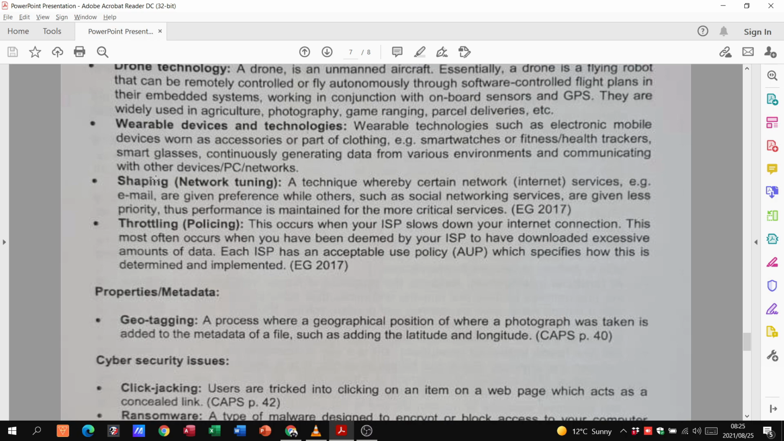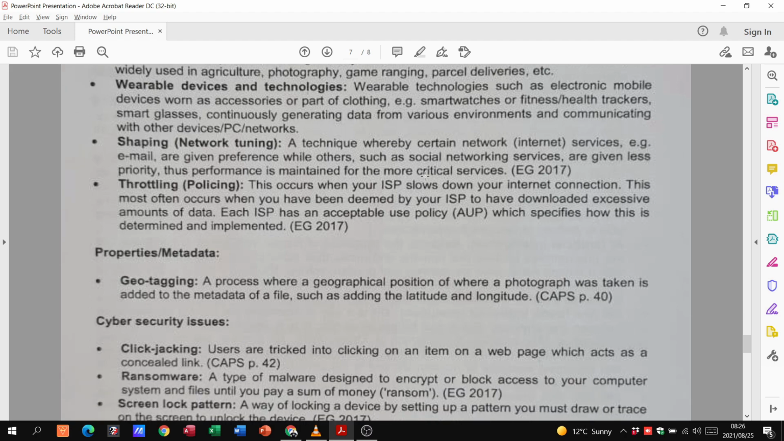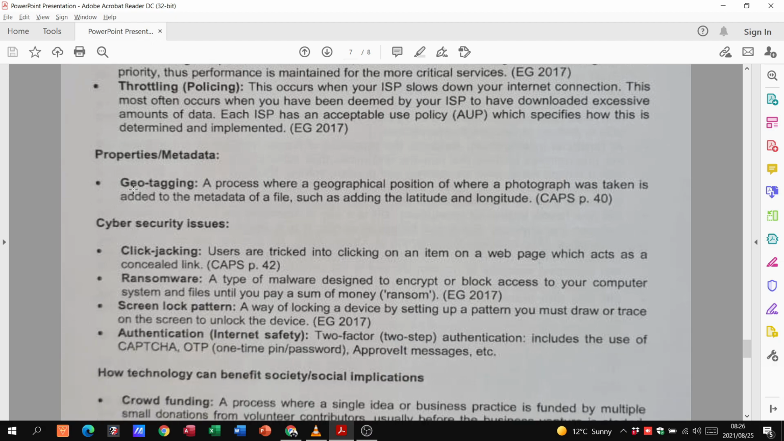So shaping, right? This is a technique whereby certain network services like email and internet are given less priority, which means during certain times, if you've got a 10 meg internet line, you might only get 5 megs during that time instead of the full 10. And throttling occurs when your ISP slows down your internet connection. So these are all the things you need to look at.